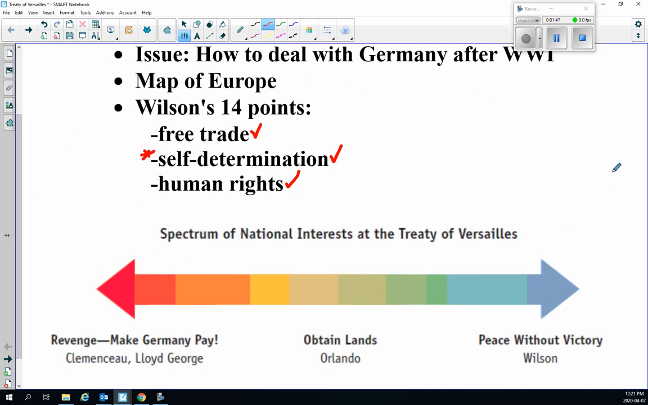Nations that met at Versailles in 1919 all came with different motives. France and Britain wanted revenge. France and Britain, Clemenceau representing France, Lloyd George representing Great Britain, wanted to make Germany pay for World War One, both literally and figuratively. So they're going to blame Germany, and it's not fair. We need to establish that right now. It's unfair to blame just Germany for World War One.